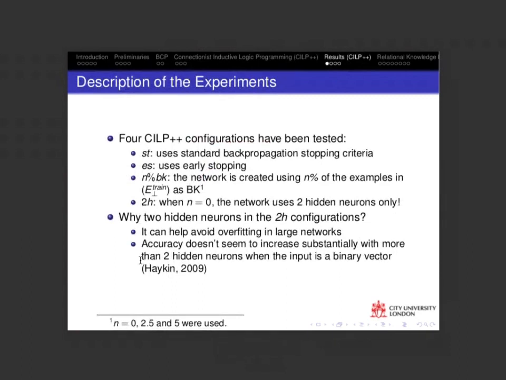And then we have a number of experimental setups. One is to use the standard stopping criteria I mentioned. The other is to use, indeed, early stopping. The other is to consider a percentage of background knowledge added, like I mentioned before, where you explicitly add some knowledge, and then you train it with the examples. And then there is one variation, which is the one with simply 2 hidden neurons. And this is because of Occam's razor. So why should we start with many neurons? Shouldn't we start with few and then increase the number as we go?